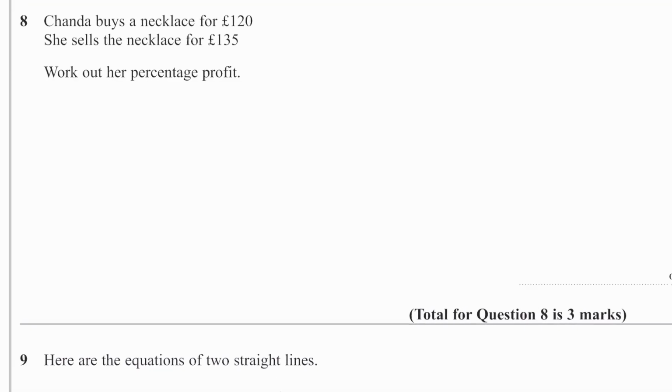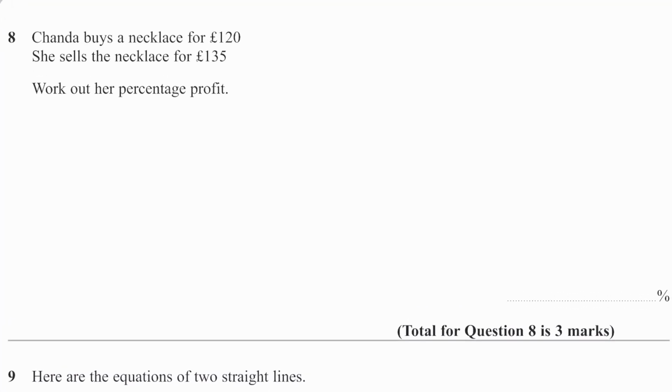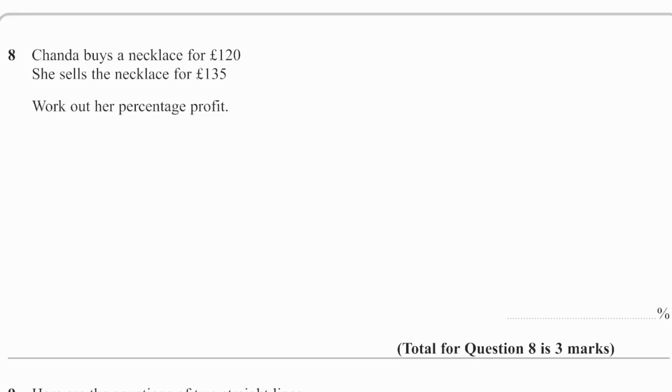Chanda buys a necklace for £120. She sells the necklace for £135. Work out her percentage profit. And so this is just a simple percentage question. Essentially, the amount of profit she made was £15. You need to work out £15 as a percentage of what she paid.